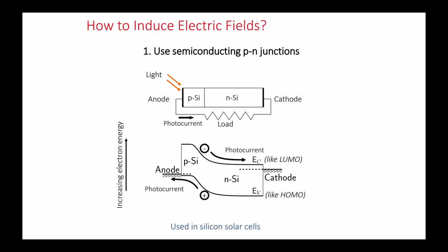So how can we induce the electric field? As you must have seen in the previous lectures, we have studied some of the junctions. There were heterojunctions also, there were homojunctions also. The PN junction is a homojunction.